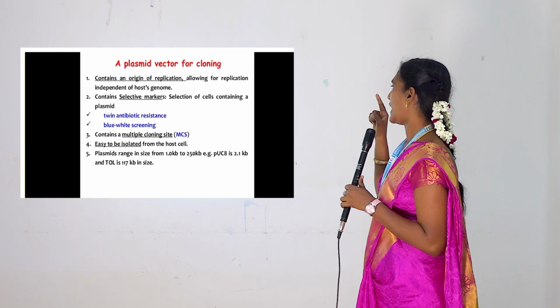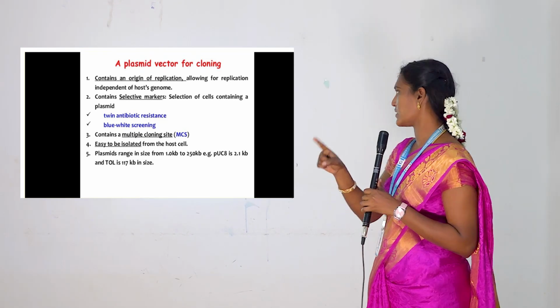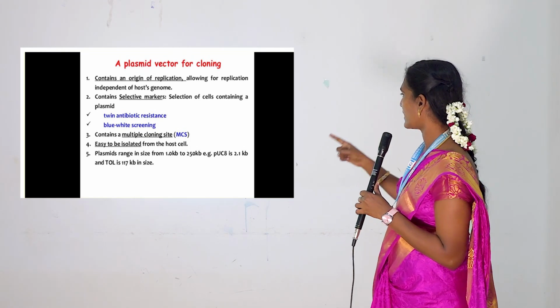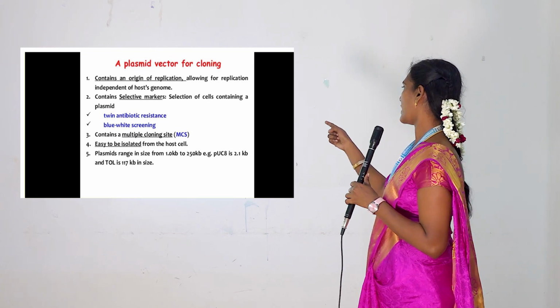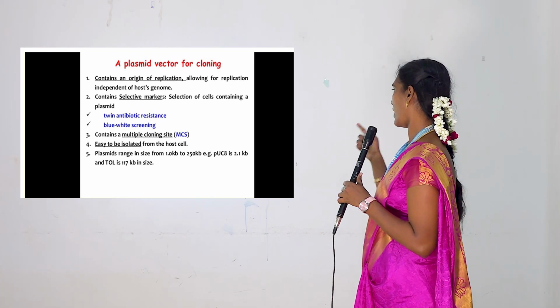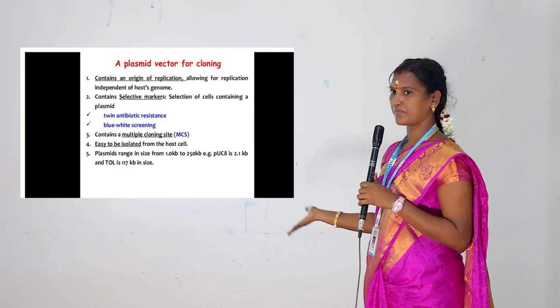Next one is it can be easily isolated from the host cell, as I already said in the advantages. Next one is plasmid size ranges from 1.1 kb to 250 kb, for example pUC vector and Ti vector and so on.